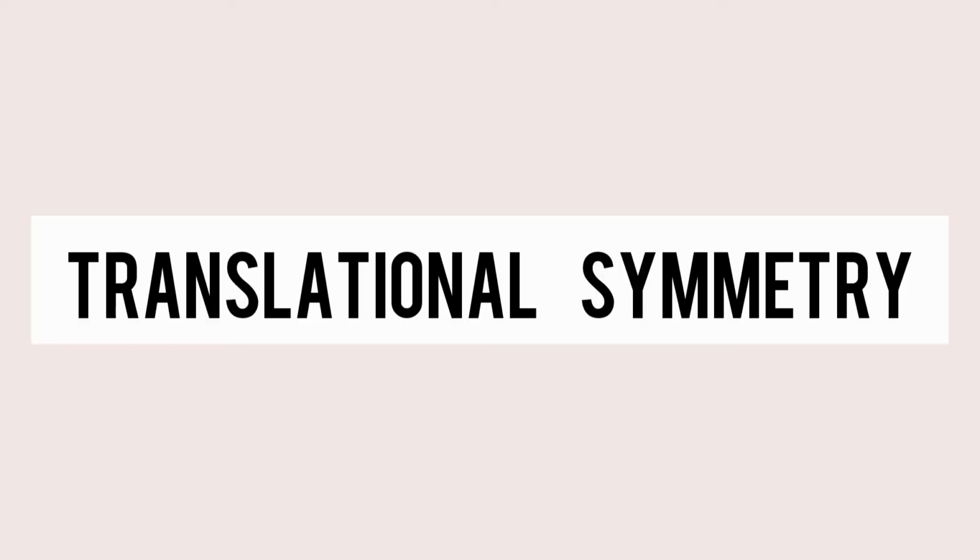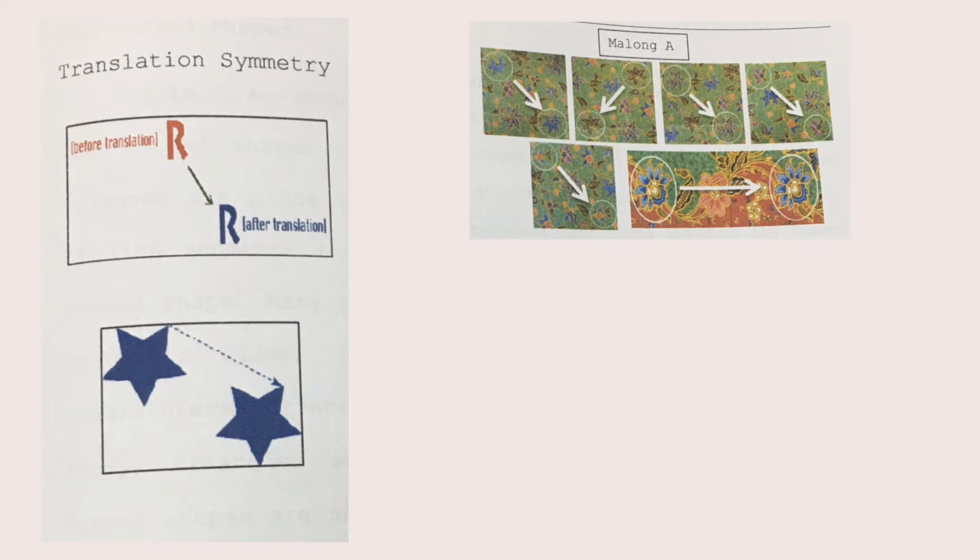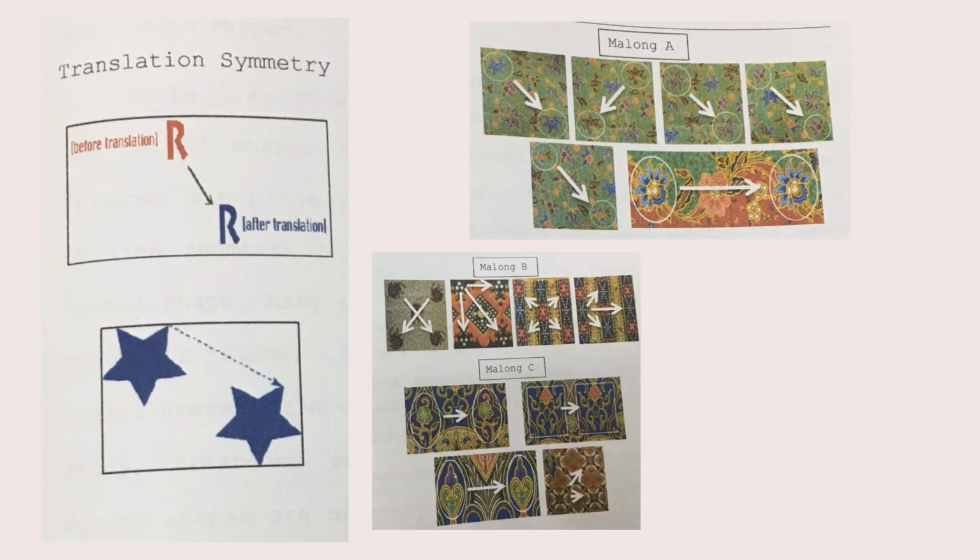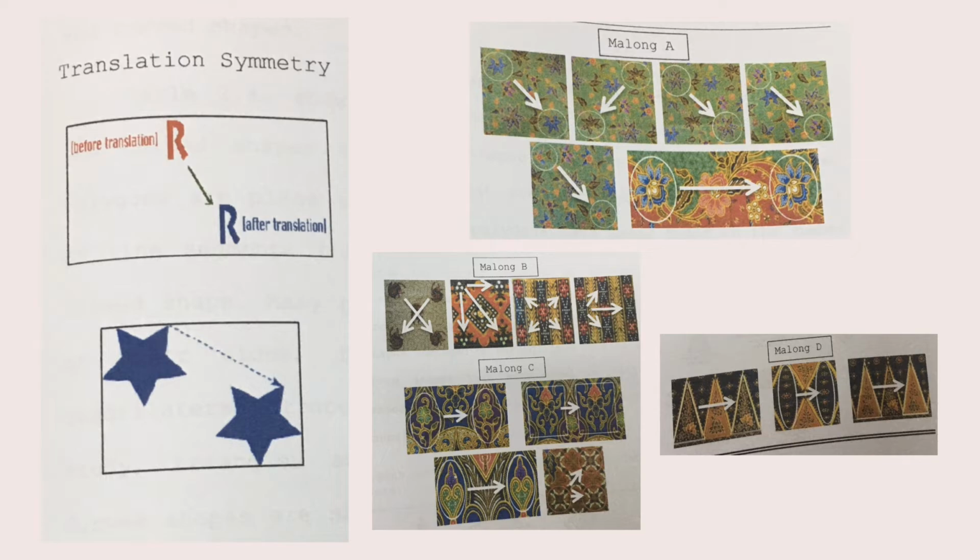For the last type of symmetry, the translational symmetry, there were 6 designs from Malong A, 4 designs in Malong B and Malong C, and 3 designs from Malong D.